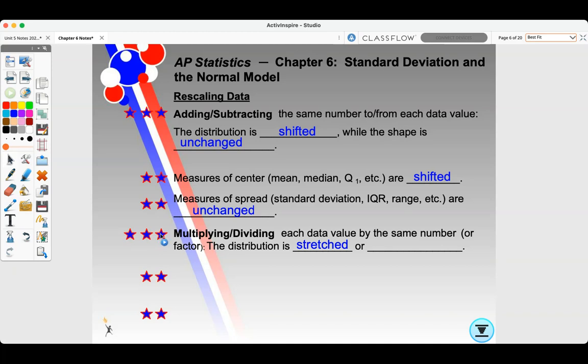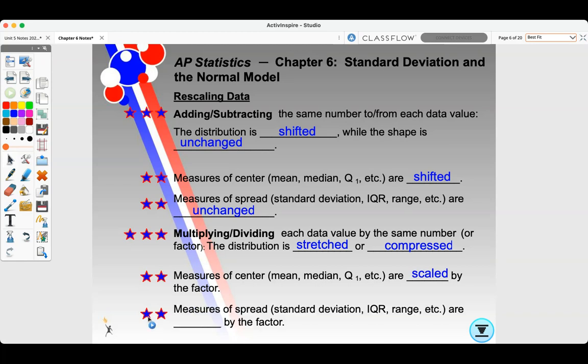The distribution is stretched or compressed. Measures of center, mean, median, Q1, etc., are scaled by the factor. Measures of spread, standard deviation, IQR, range are scaled by the factor.